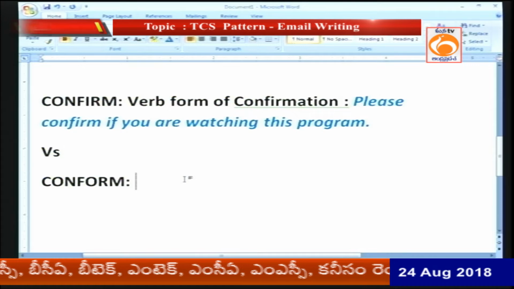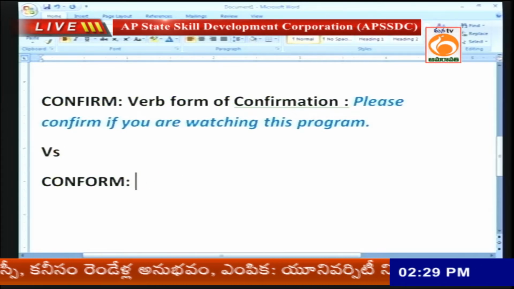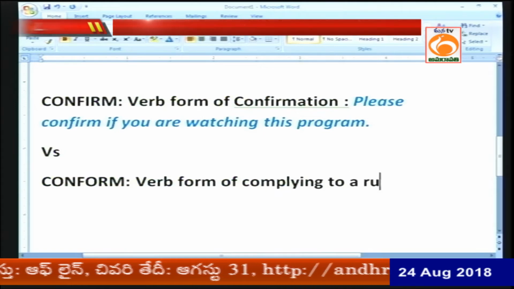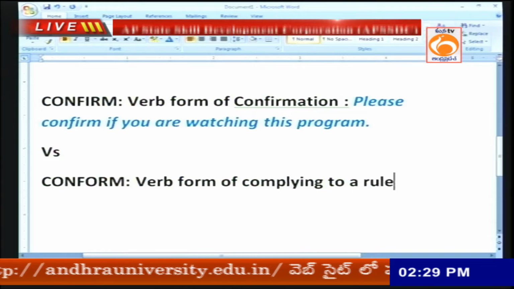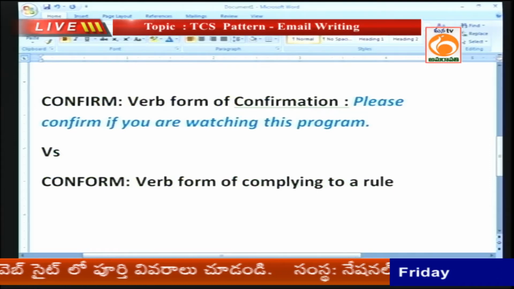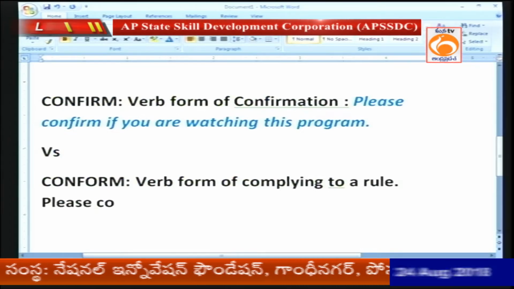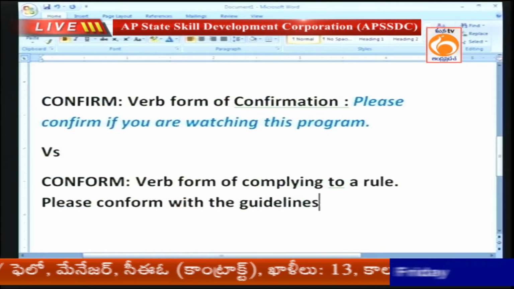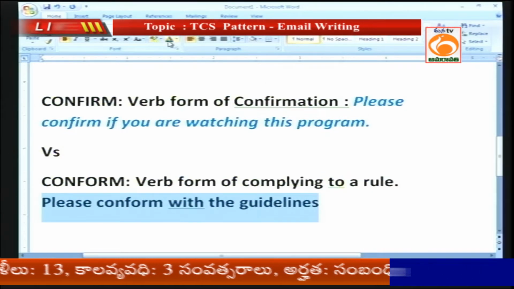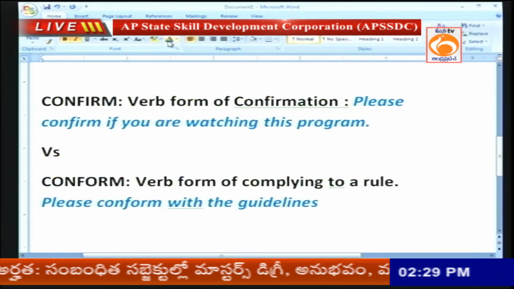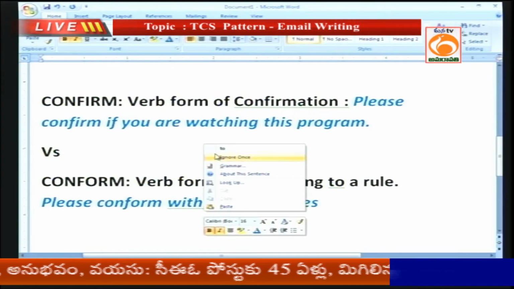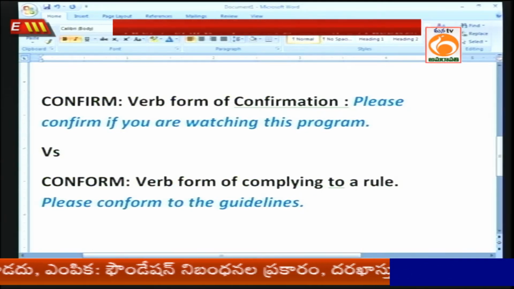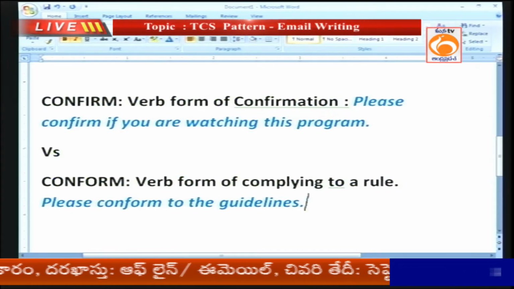Okay. Now what do we mean by conform? That means the verb form of complying to a rule. For example, we have compliance, so we need to conform with the compliance rules. For example, please conform with the guidelines. There are certain rules and guidelines mentioned, so you need to conform. Now here it says I made a grammatical error: please confirm to the guidelines. You see, I made a grammatical mistake and it immediately showed me. Please conform to the guidelines, which means please follow the guidelines.